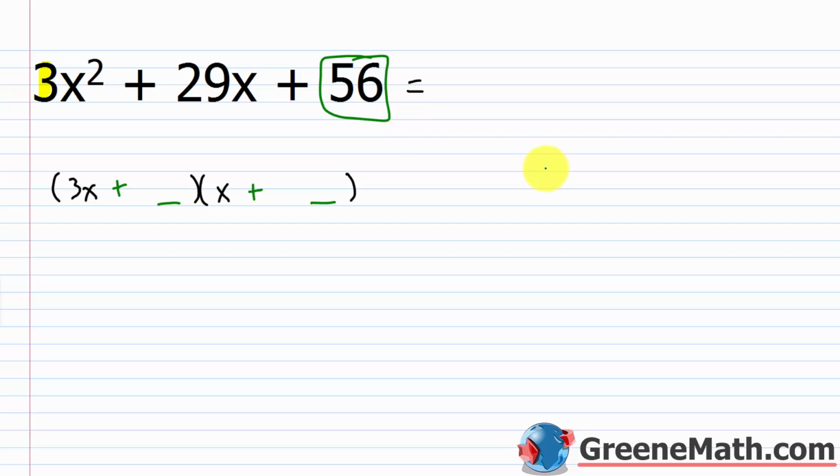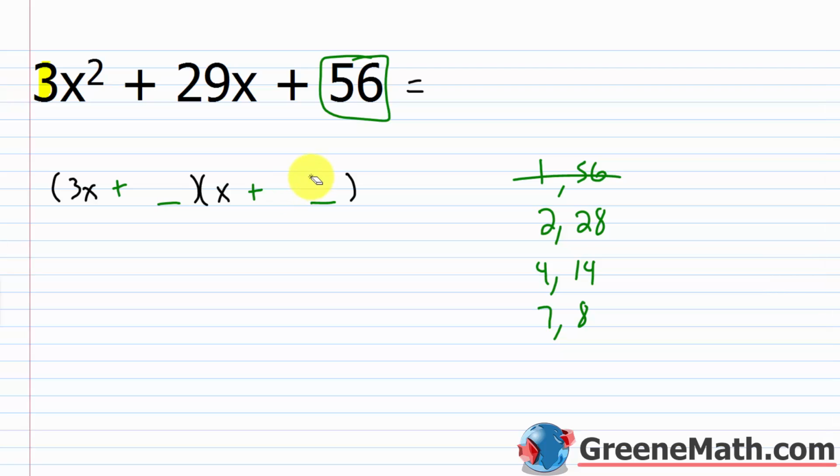Okay. So for 56, I've got 1 and 56. I've got 2 and 28. I've got 4 and 14. And I've got 7 and 8. Okay. So this is where it gets pretty tedious because you've got to go through all these combinations and say, okay, if I put a 56 here and a 1 here, does that work? Well, I've got to check the outer and the inner. So 3 times 56 is 168, so no way, that's too big. If you put 56 over here, it would still be too big. So 1 and 56 will not work.